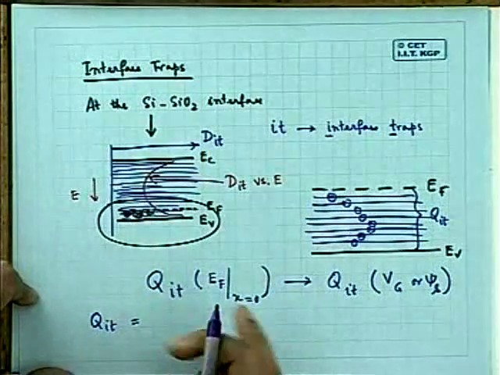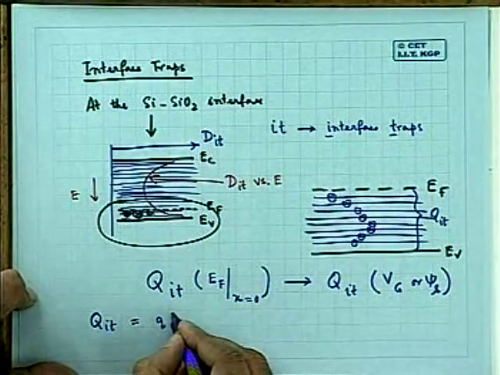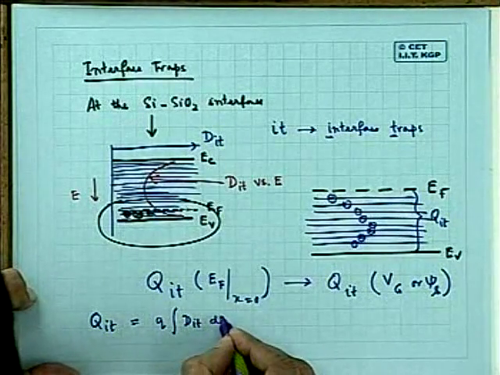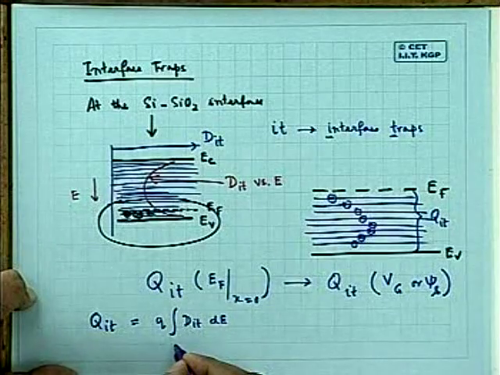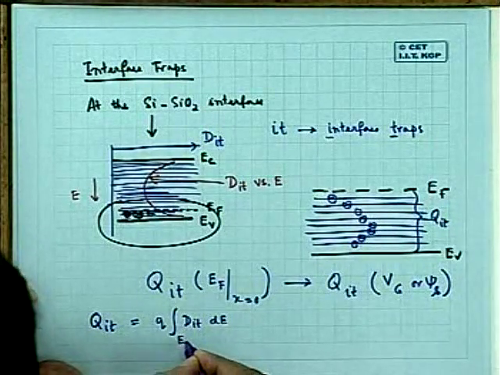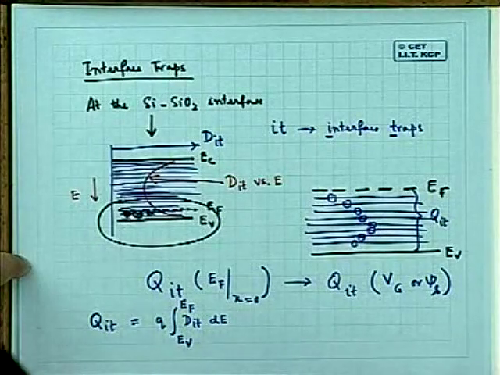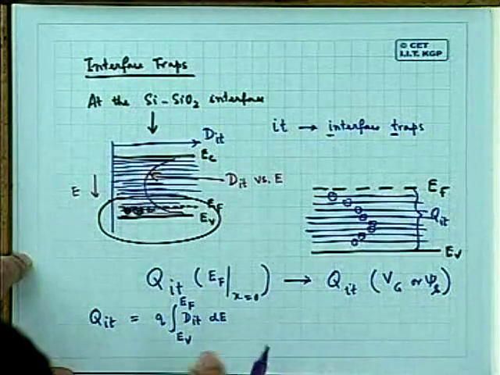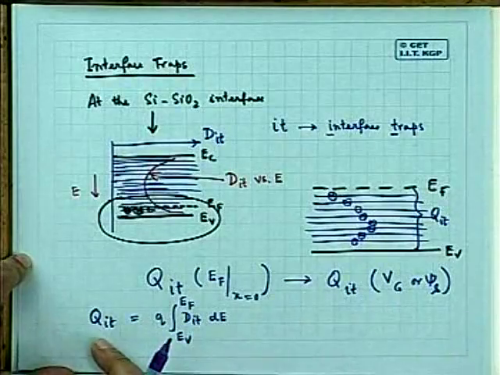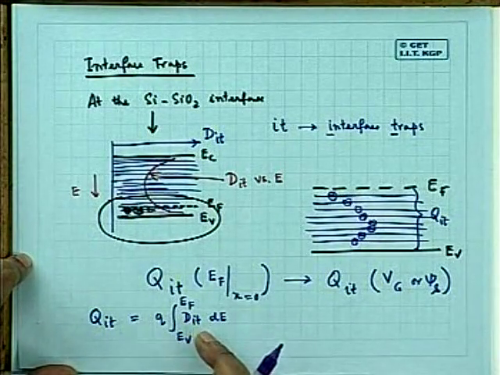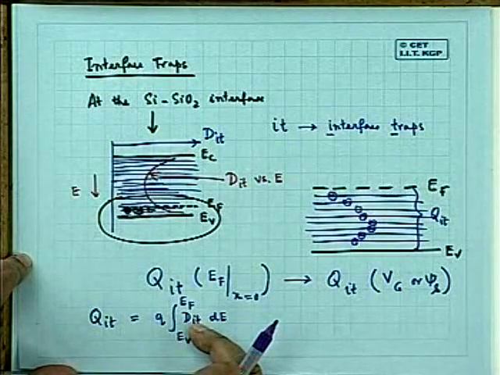And this QIT can be written, in terms of density of states, as Q into DIT dE from EV to EF. Is it all right? What is the unit of DIT? Per centimeter square per electron volt.